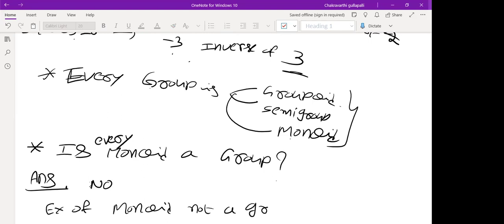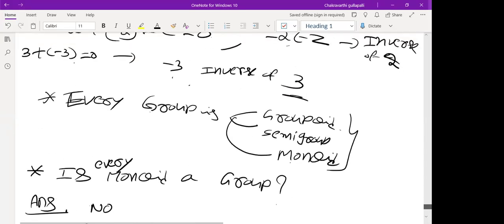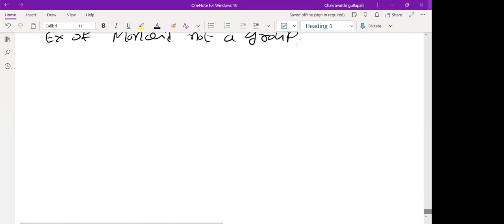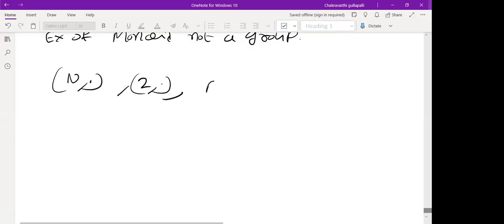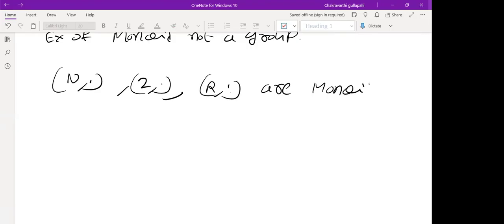Real number set, madam. Z comma dot, ma'am. Real numbers correct. And one more. Natural. Z comma dot is correct. N comma dot is correct. So N comma dot, Z comma dot, R comma dot, with multiplication, are monoids. The identity is 1, but they are not groups.